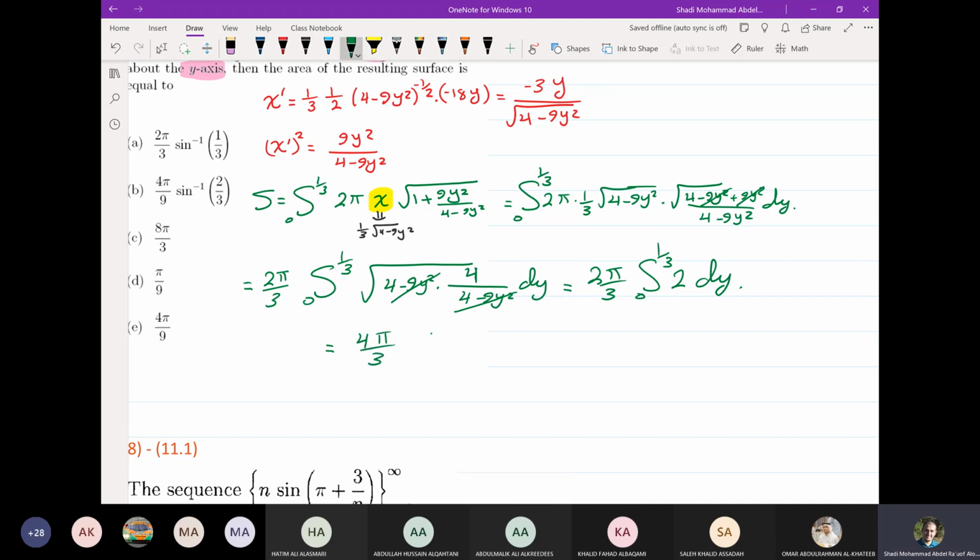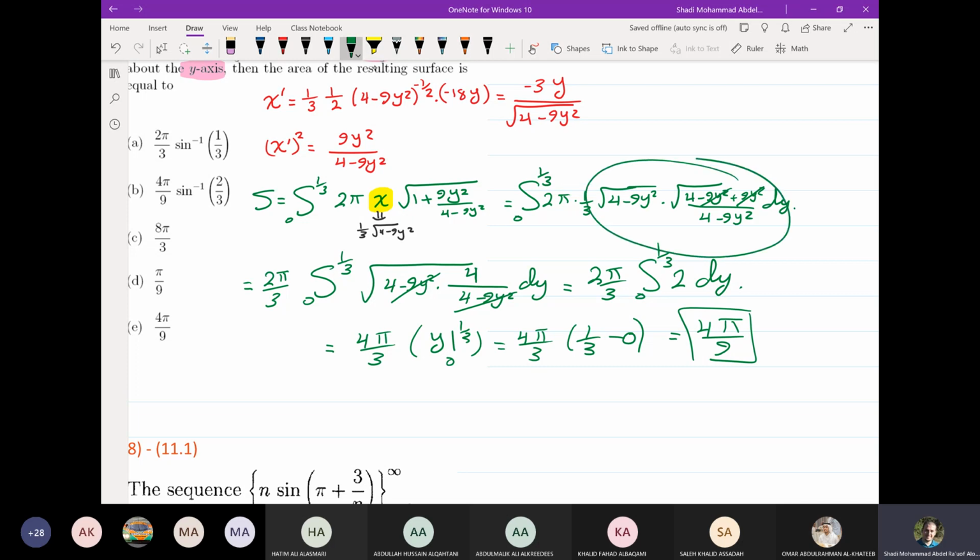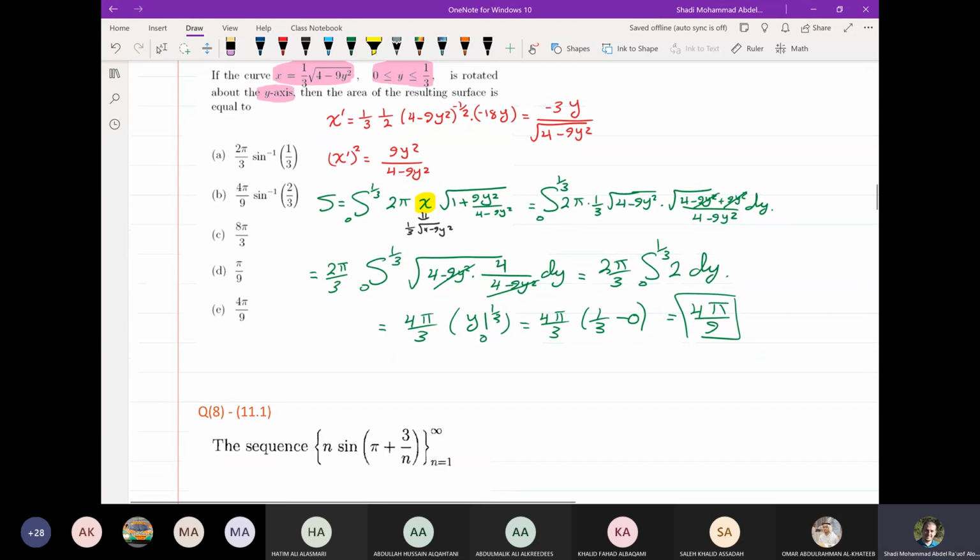And this is equal to 4 pi over 3. The integral of dy will be y from 0 to 1 over 3. And this will be 4 pi over 3 multiplied by 1 over 3 minus 0. So the solution will be 4 pi over 9. If you get some complicated number, maybe you missed something in the simplification. So the solution will be 4 pi over 9, which is E. Is it clear now?